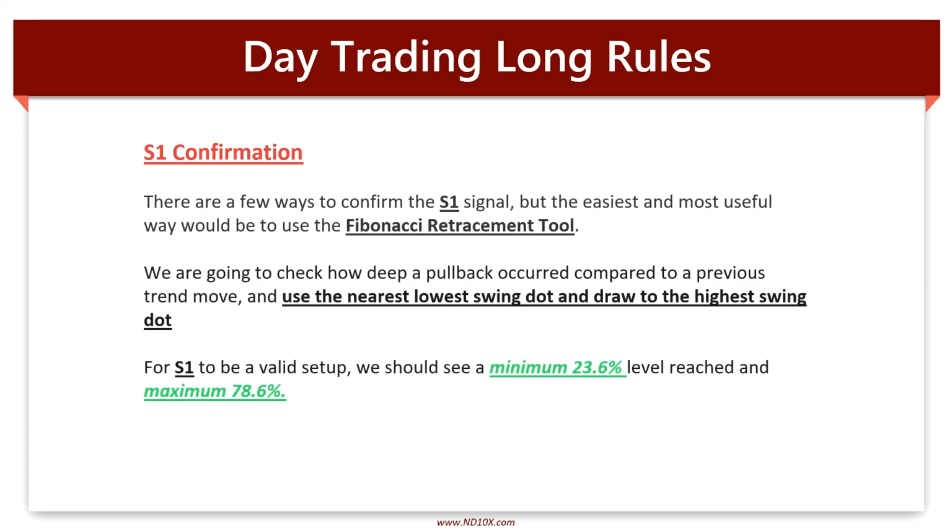S1 confirmation. There are a few ways to confirm the S1 signal, but the easiest and most useful way would be to use the Fibonacci retracement tool. We are going to check how deep a pullback occurred compared to a previous trend move, and use the nearest lowest swing dot and draw to the highest swing dot. For S1 to be a valid setup, we should see a minimum 23.6% level reached and maximum 78.6%.